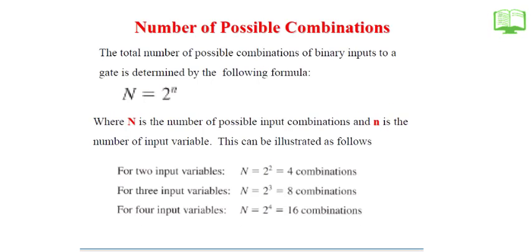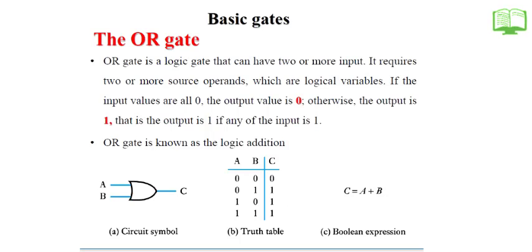Okay, moving forward, to get the possible number of combinations, you just take 2 power n, where n is the number of possible inputs.